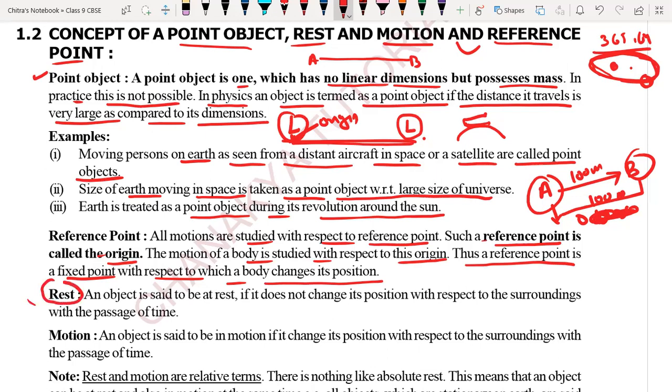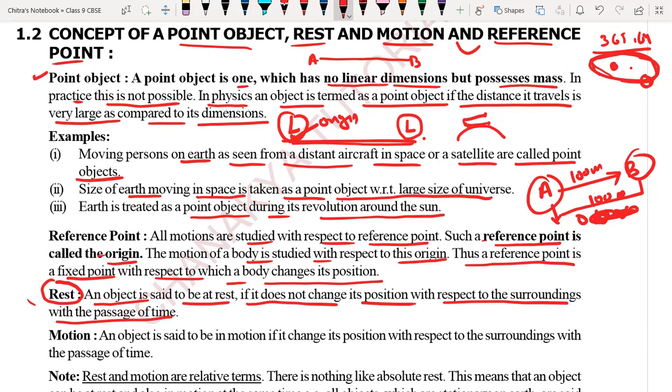Next we have rest. Very simple. If an object does not change its position with respect to time and surrounding, then it is in a rest condition. It is said to be at rest. An object is said to be at rest if it does not change its position with respect to surrounding and time. So if the position is not changing, that object is considered to be in a rest condition.